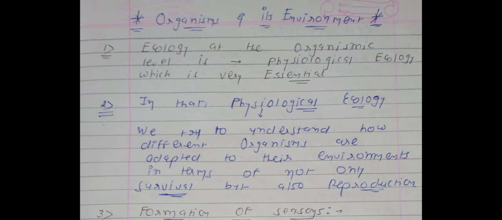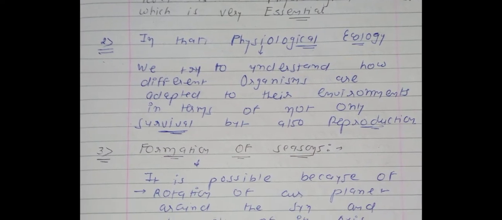It is one type of very essential ecology which is connected with the organismic level. Okay, point number 2: in physiological ecology we are going to try to understand how organisms are adapted to their surrounding environment according to their survival as well as their mode of reproduction.